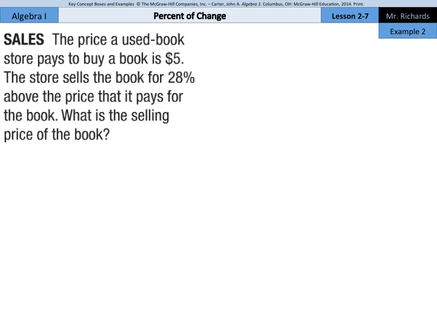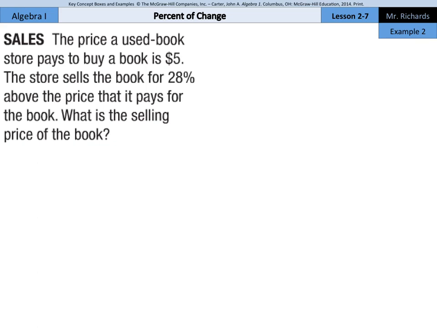The price a used bookstore pays to buy a book is $5. The store sells the book for 28% above the price that it pays for the book. What is the selling price of the book? The 28% is an increase.